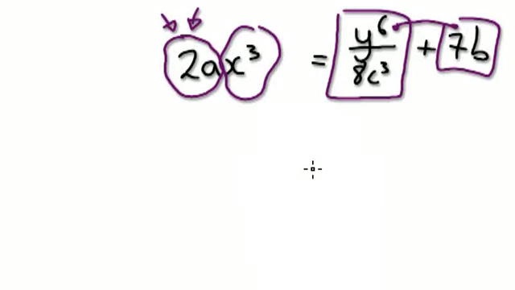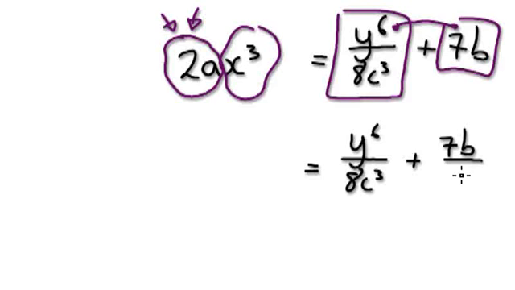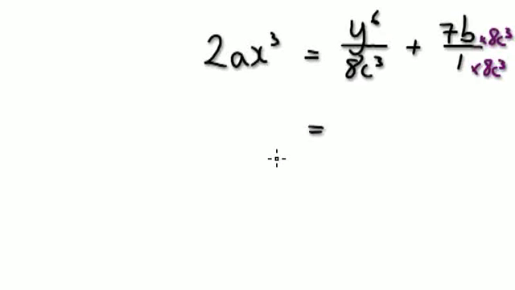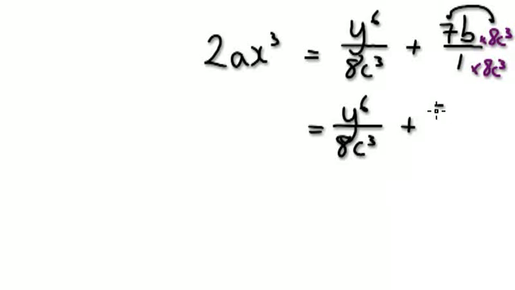So we've got to merge the two together. So it will be y to the power 6 over 8c cubed. We're going to turn this into a fraction. Sorry, 7b over 1, and then times top and bottom here by 8c to the power 3. So this will become y to the power 6 over 8c to the power 3 plus, now number times with the number, so it will be 56.